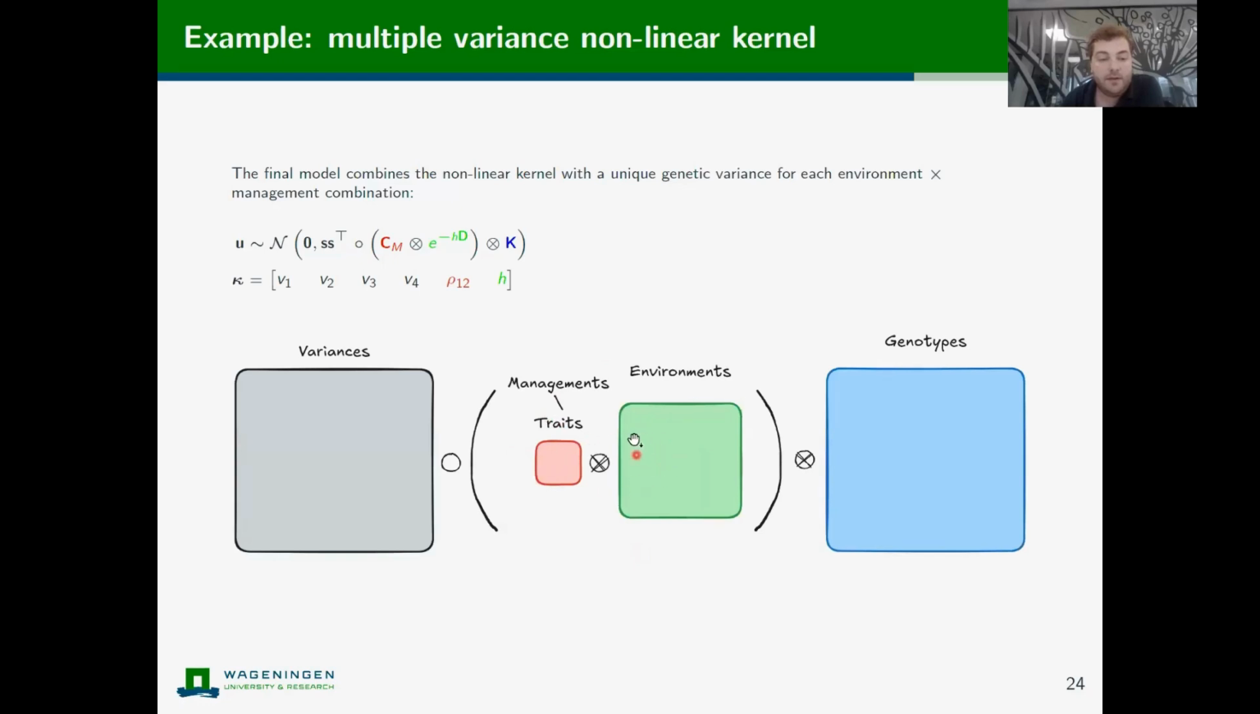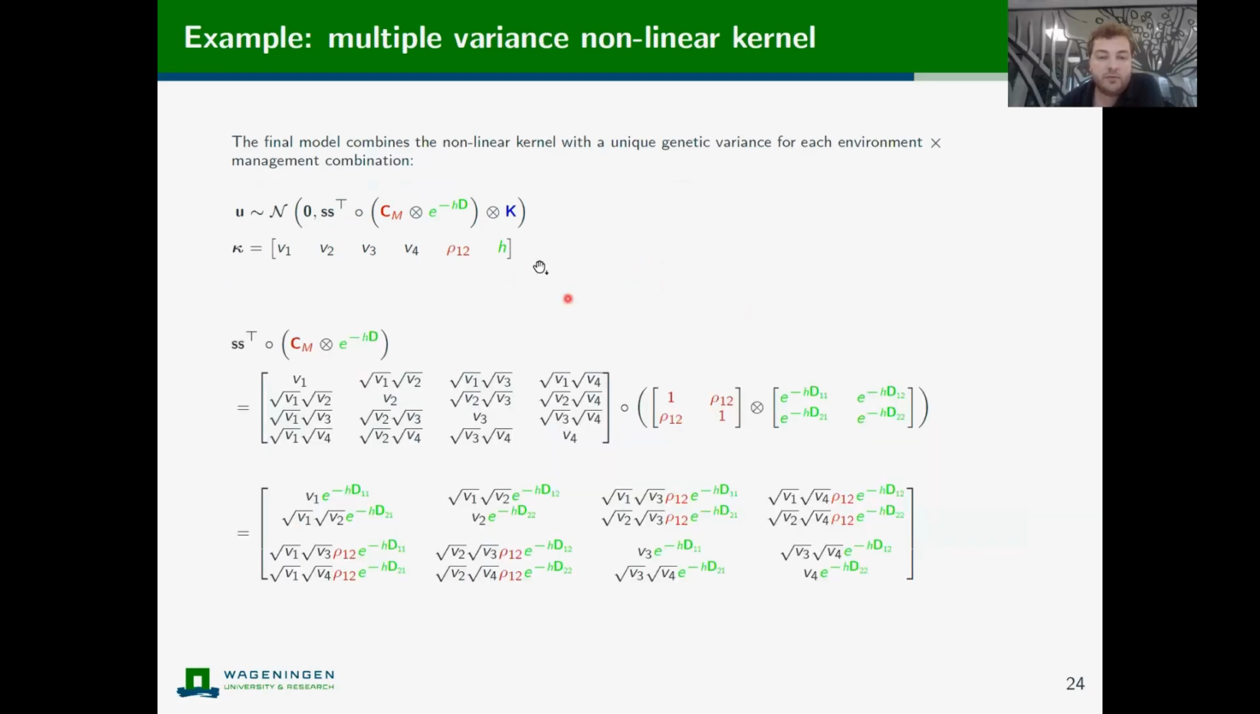To expand this thing here, we add the variances on top for all of the environment by management combinations, and then we finally multiply with the kinship for the genotypes. Here I did write them out again, just for reference. If you want to look back at it later, this is essentially what happens, right?